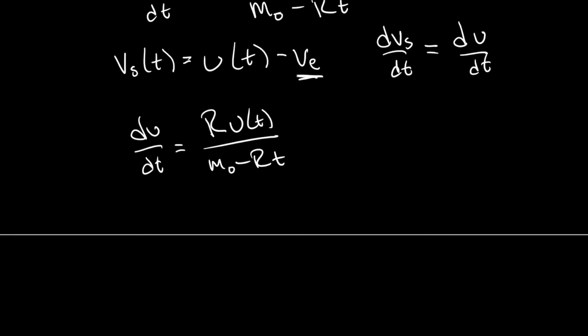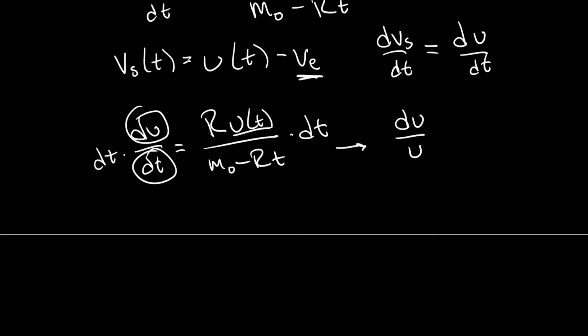And now I'm going to treat these guys as independent differentials, multiply both sides by dt, and divide both sides by u. So I get something that looks like du divided by u is equal to r dt over m_0 minus rt.